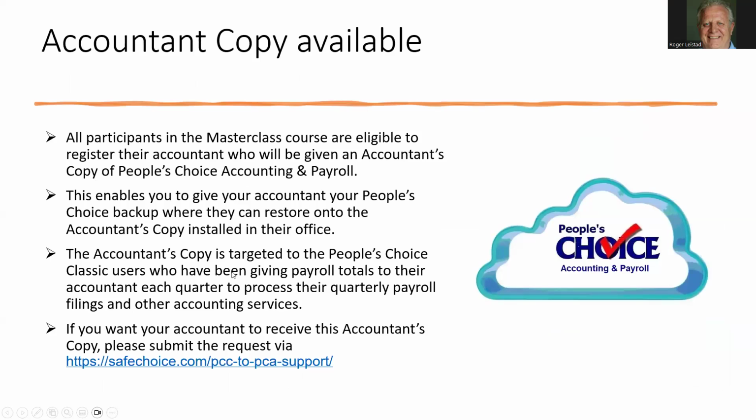So I want to also mention that we have an accountant copy available. And what that's for is many of the people that use People's Choice Classic either print out the totals or they give a backup to their accountant, and they have their accountant do the quarterly filings like the 941 and so forth. So if you're interested in having your accountant have a copy of it, submit your request for that at this link.